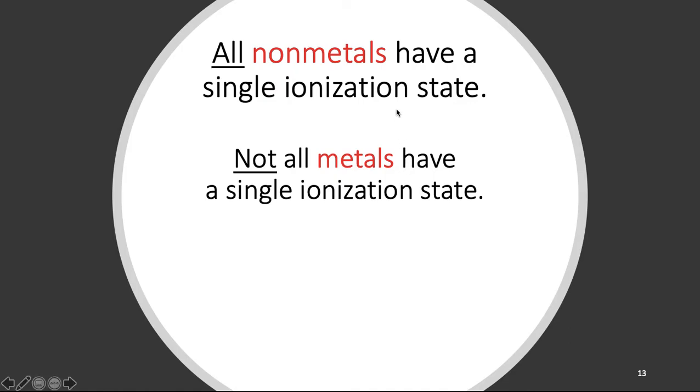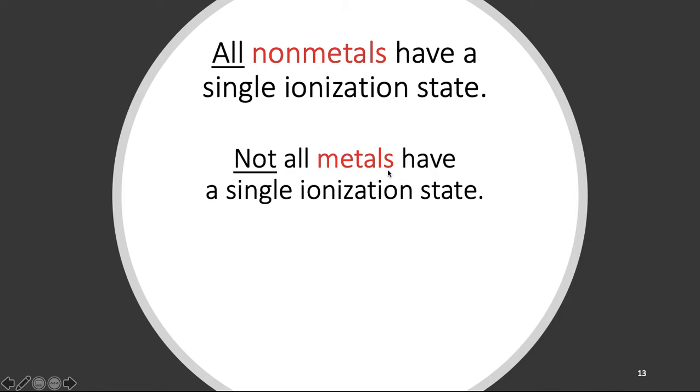The two things that we have to keep in mind is that nonmetals, all of the nonmetals, those elements that are in the upper right-hand corner of the periodic table, have a single ionization state, which means that they will always form the same ion. Depending on the group, group 7 will always form a -1. Group 6, as we talked about, will always form a -2, and group 5, nitrogen and phosphorus, a -3.